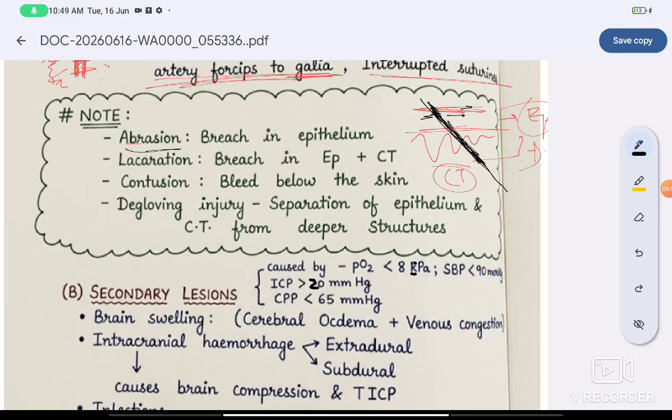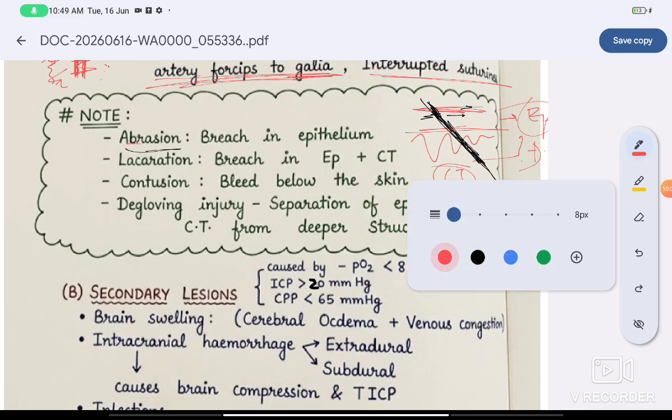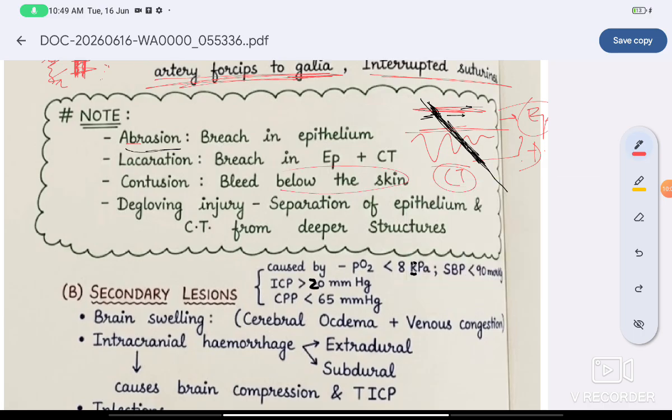Next, there is contusion. Contusion means the overlying skin is intact, but there is bleed below the skin. Okay, so it may not be visible as a frank bleed. Frank bleed means a wound is there and blood is oozing out of that. No, that is not seen in contusion. Instead, there is pooling of blood or collection of blood below the skin. So the skin may appear swollen, it may appear bluish in color. So that's contusion. Then there is degloving injury.